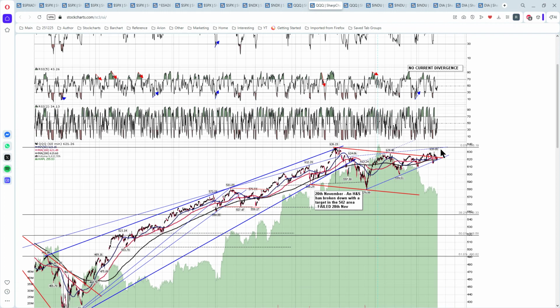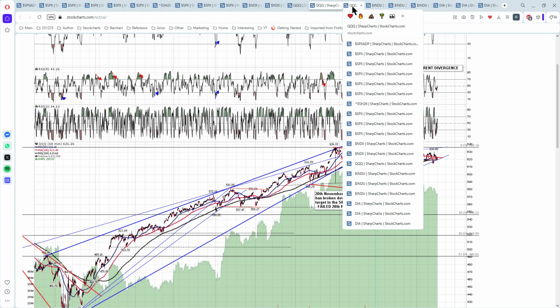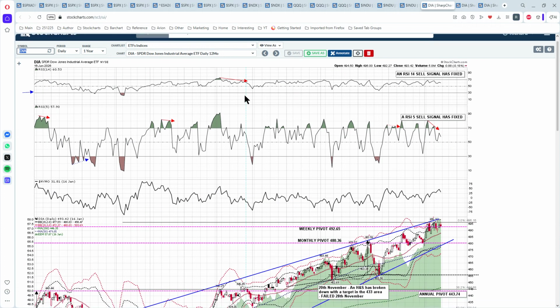I drew in a potential rising wedge here, but it never really happened. So could this be... Well, I don't have a decent resistance trend line here, and I don't think we'd probably get one until we saw a retest of the high. Looking at Dia looks a little different.